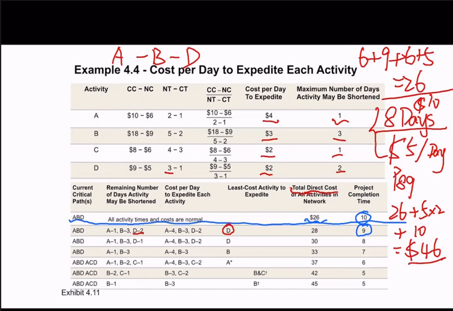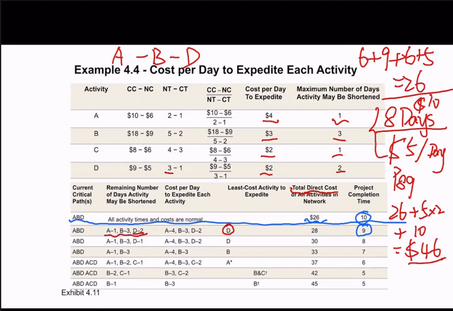And the time for completing this project is 10 days. And now if we want to reduce 1 day, we consider reducing D, because D has the lowest cost per unit of time, the cost per day to expedite. So we reduce D from 3 days to 2 days. So this is what we have.